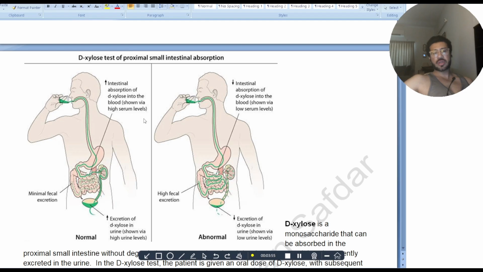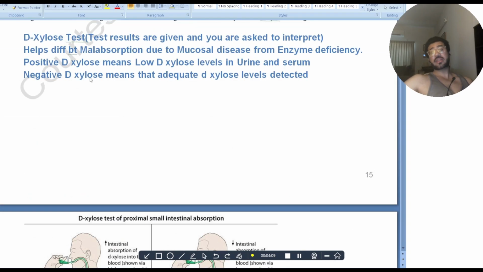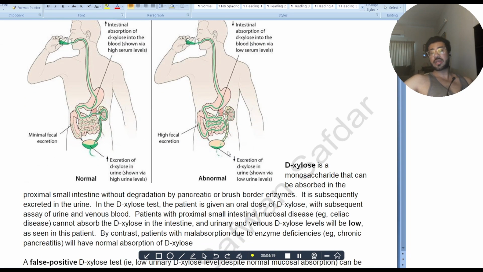So it's normal D-xylose and abnormal. What is a normal D-xylose? Normal D-xylose means adequate levels have been detected systemically and absorption is good. So a normal D-xylose test means a negative D-xylose test. That is what I want to hammer in. A negative means a normal D-xylose, and a positive means an abnormal one where low levels have been detected. So normal absorption happens if there is pancreatic insufficiency and the mucosal lining is just fine.